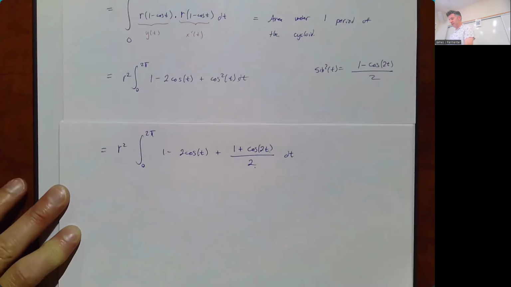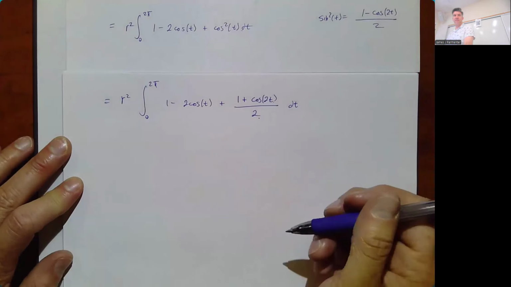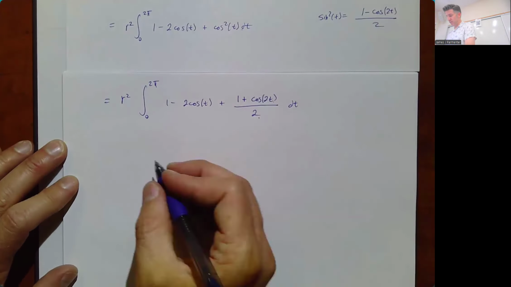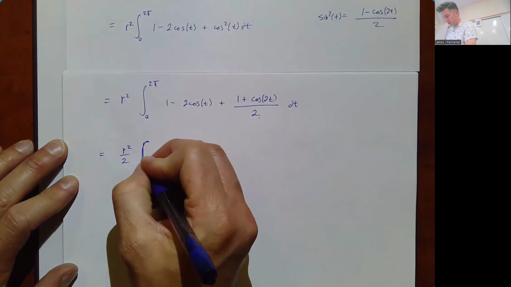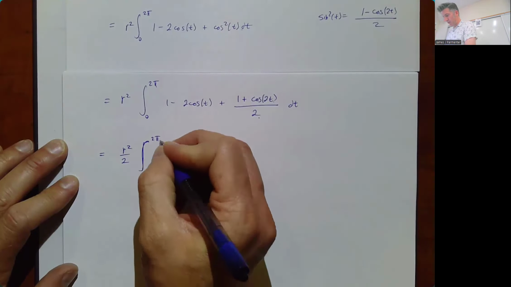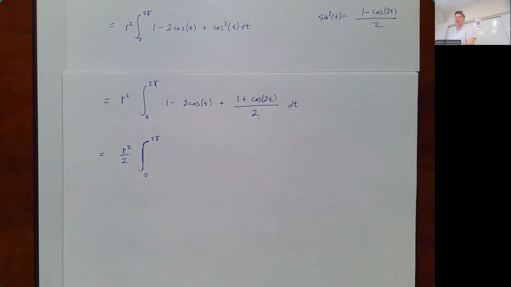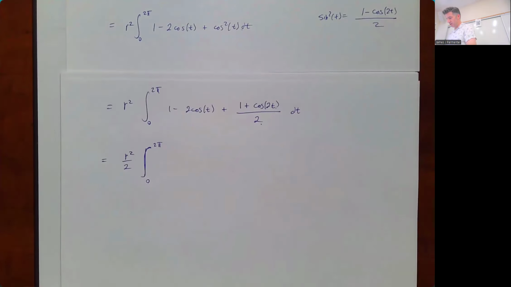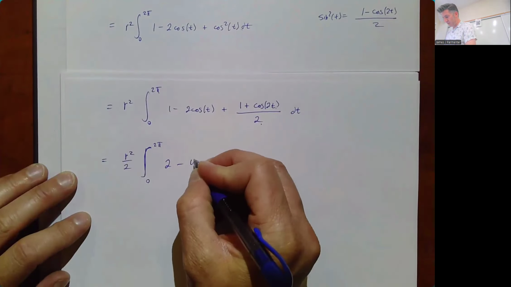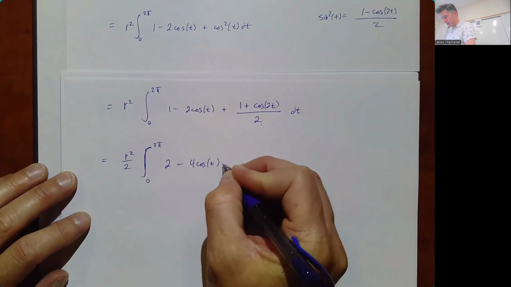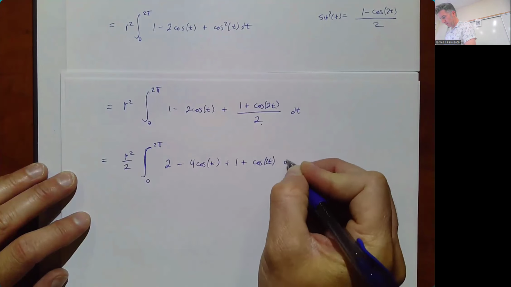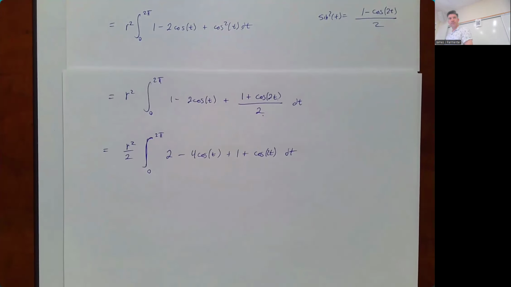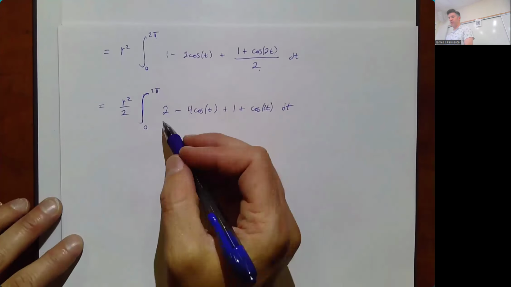And then to make it a little bit easier before we finish it, I'm going to factor out a 1/2 because I don't want to deal with this fraction. So let's make this r squared over 2. So what I'm really doing when I factor out a 1/2 is I'm just multiplying the insides by 2. I'm dividing by 1/2, which is the same as multiplying by 2. So I have now 2 minus 4 cosine of t plus 1 plus cosine of 2t. And now I think we're ready to integrate. Yes, I know the 2 plus 1 is 3.